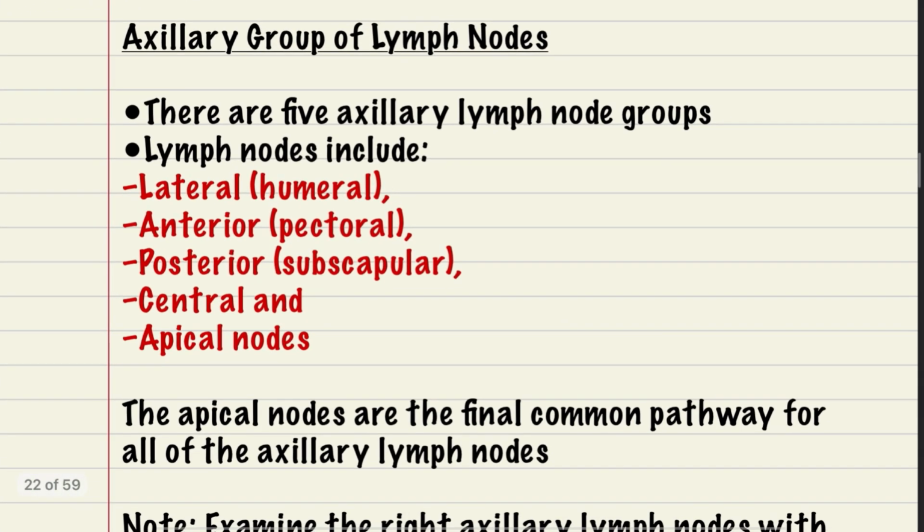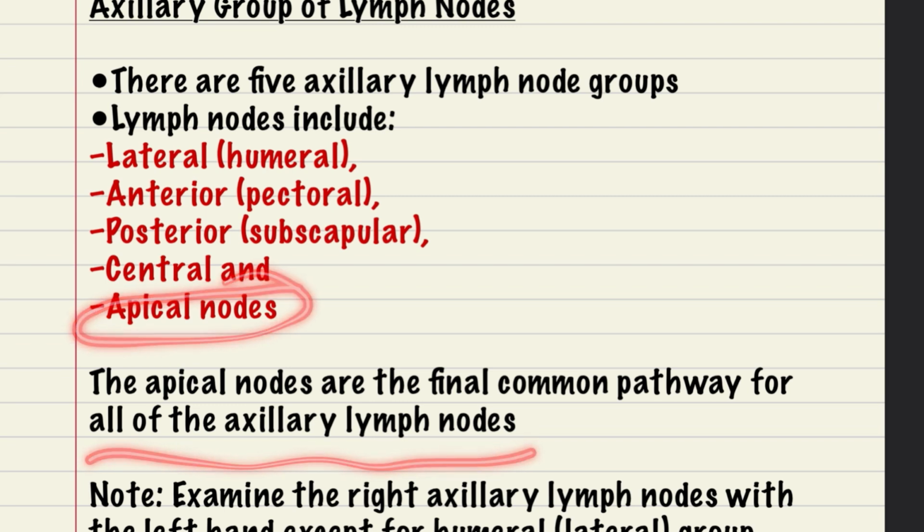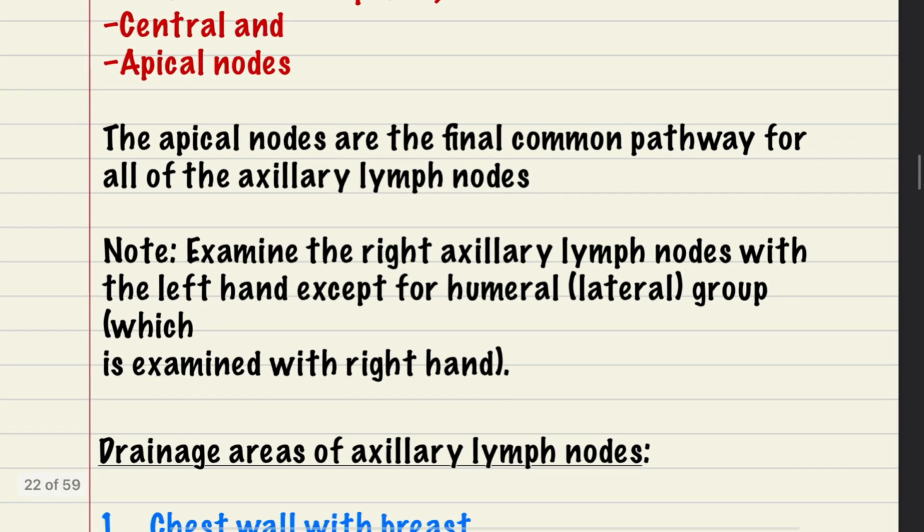Now we move on to the axillary group of lymph nodes, and there are 5 axillary lymph node groups. They include the lateral, anterior, also called the pectoral, then posterior or the subscapular, central and apical. And the apical is the final point for all of the axillary lymph nodes. At least the important one is the apical one, because it is the final common pathway.